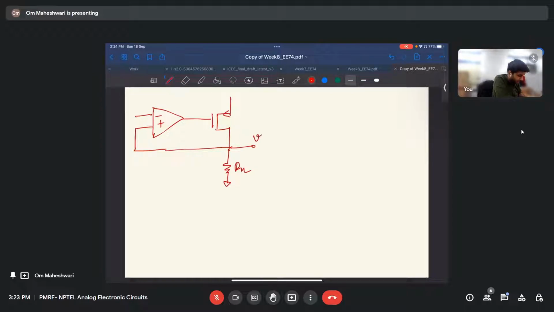Again, I'll apply some V here and let the current I flow through here, and the current through this is ID. So for PMOS, this is drain, this is source, this is gate, right? Now if this V is here, the output here will be this time plus AV, because I am applying V to the positive terminal, so the output will be plus AV.